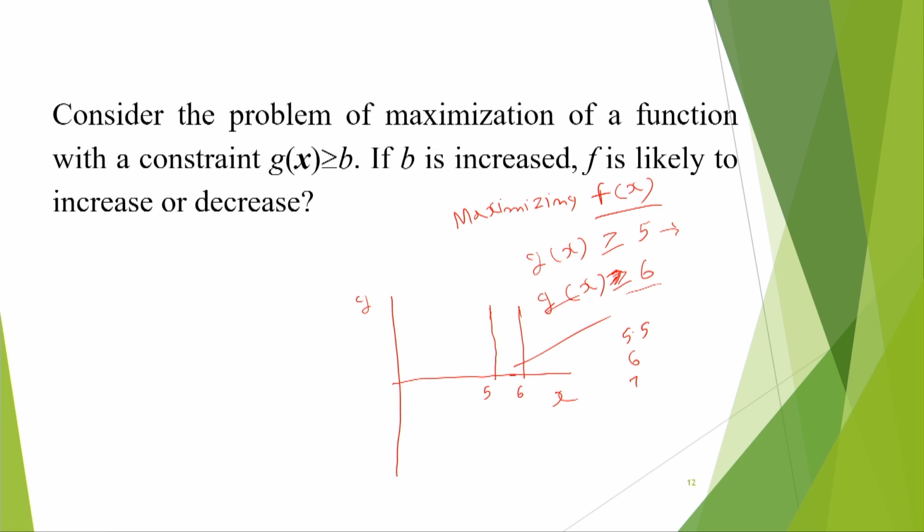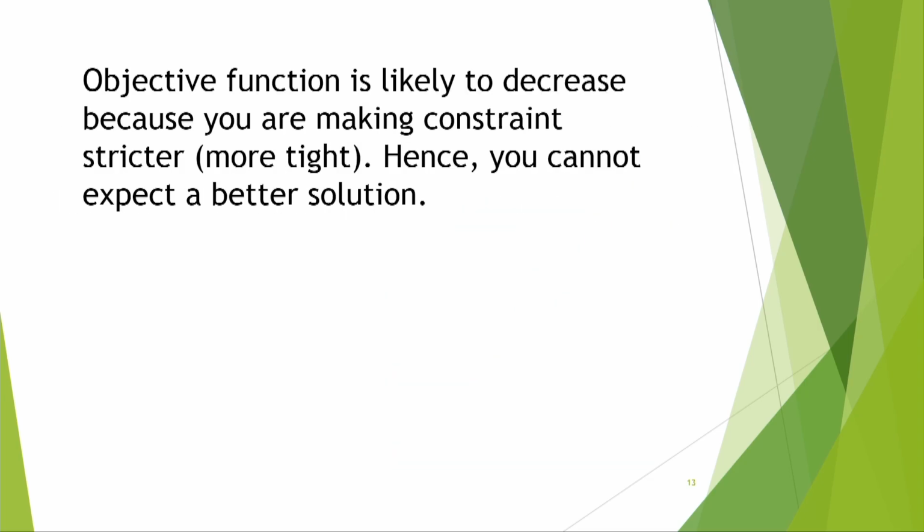So I have increased the b. Therefore my optimization solution is likely to deteriorate. It was a maximization problem, so f is likely to decrease. It may not decrease also, it may just be equal, but it is likely to decrease. So the objective function is likely to decrease because you are making the constraint stricter, more tight. Hence you cannot expect a better solution, you can just expect an equal solution. That is okay because the constraint can be inactive also.